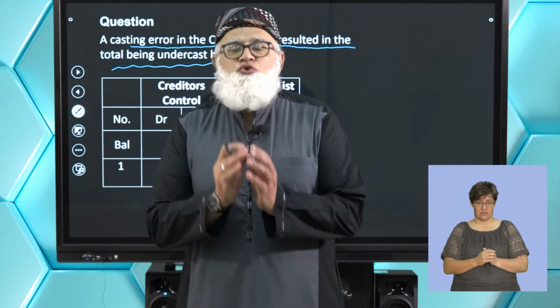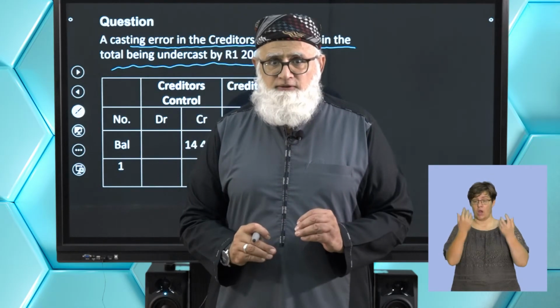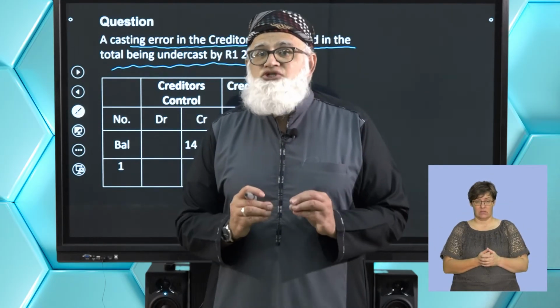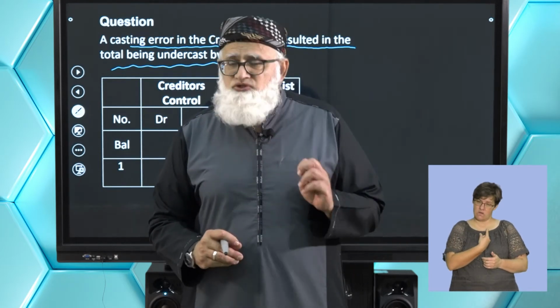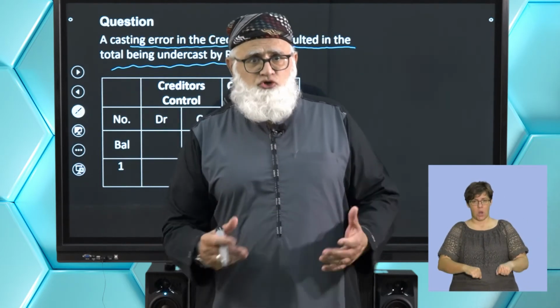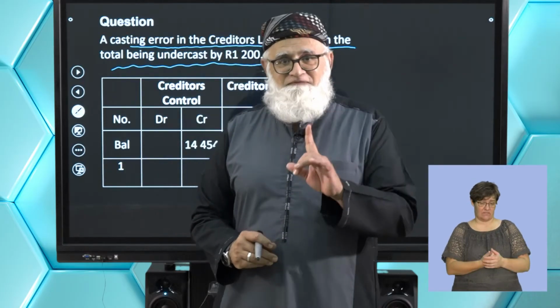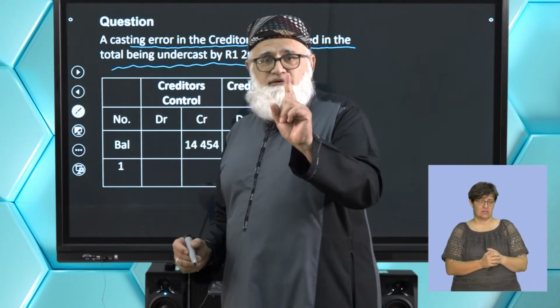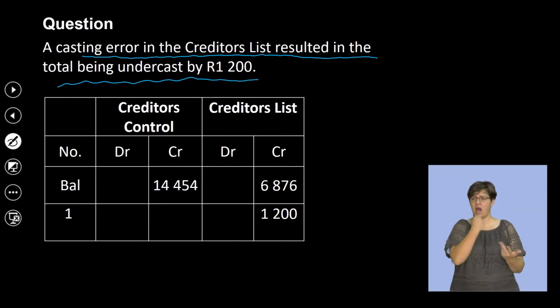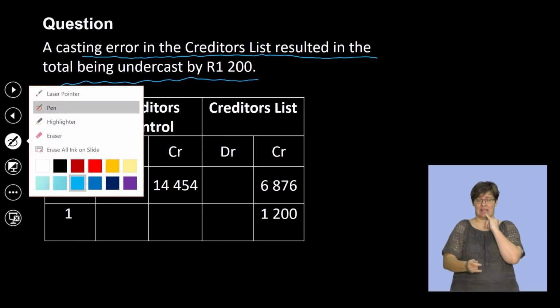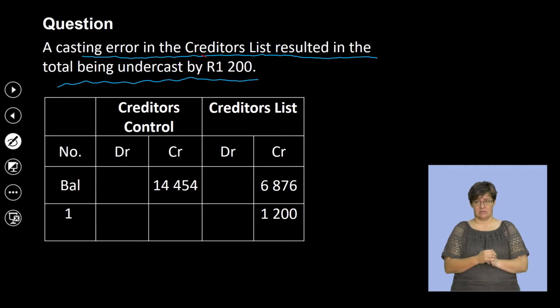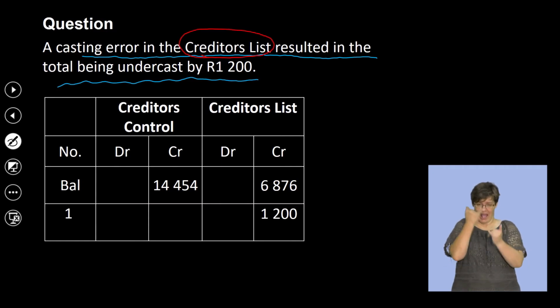Whenever you are doing this type of reconciliation, you need to ask yourself a question. Yes, in accounting, we allow you to be mad. Talk to yourself. Sometimes you need good advice, so you get it from yourself. Step number 1, ask yourself, where is the error? A casting error in the creditors list. In the creditors list. That's where the error is.